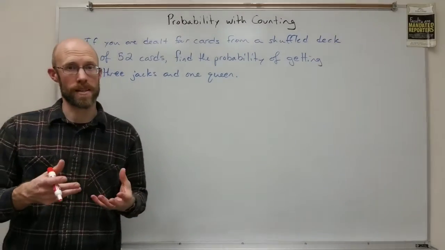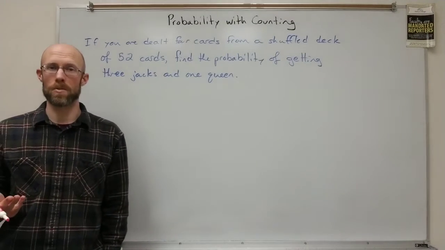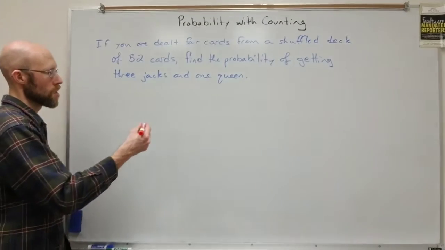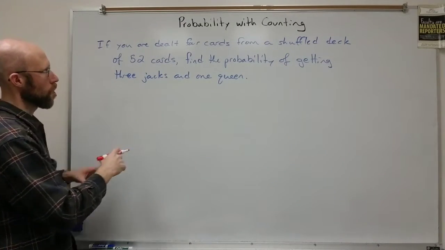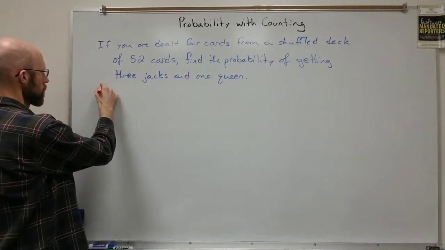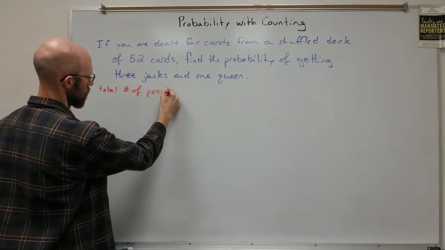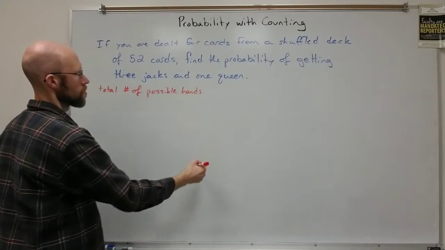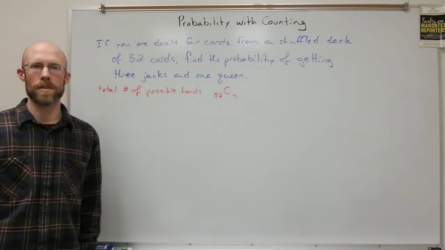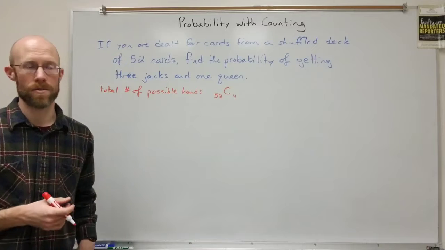Nor does it matter which order the jacks come in. So order doesn't matter. That means we're doing combinations, not permutations. Okay, so to find the total number of possible hands, that's the denominator. Total number of possible hands. You're taking basically 52 choose 4. That gives you all of the options in the sample space, all the possible 4 card hands.